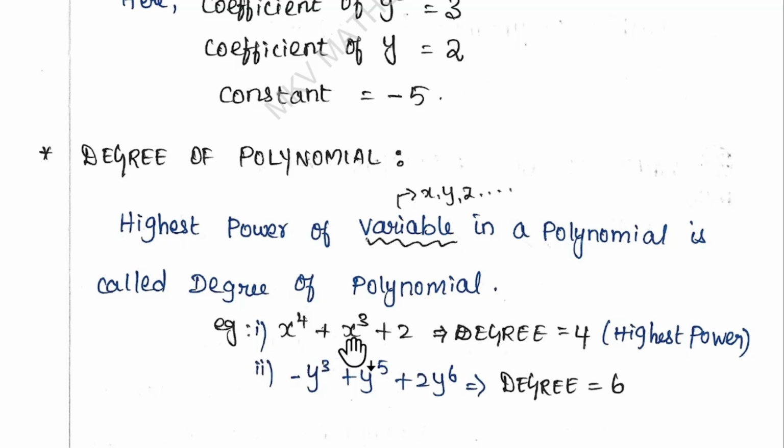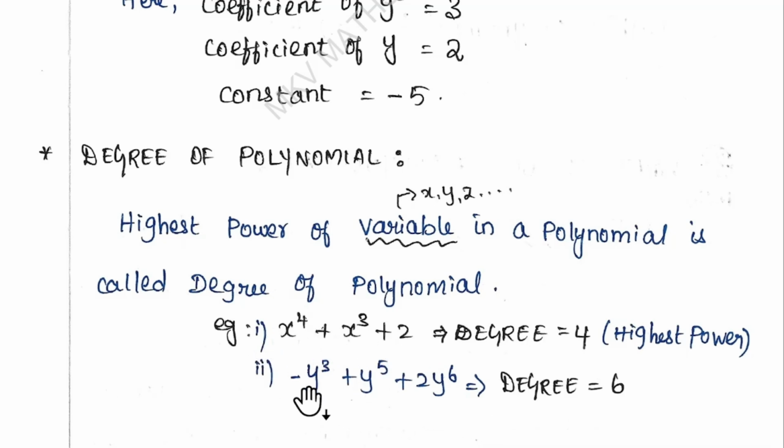What is the variable here? X is the only variable in this equation, right? What is the highest power of the variable x? 4, right? So 3 is also there, but 3 is lesser than 4. So the highest power of the variable in the equation, we call it the degree of the polynomial. So for this polynomial, the degree is 4.